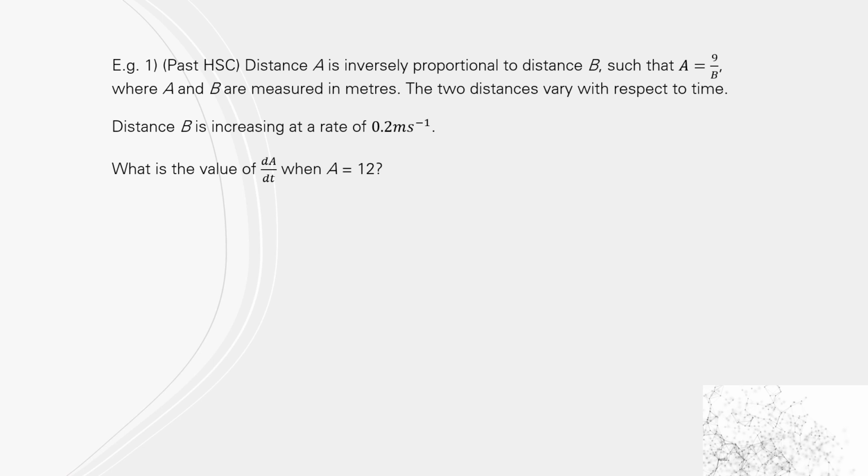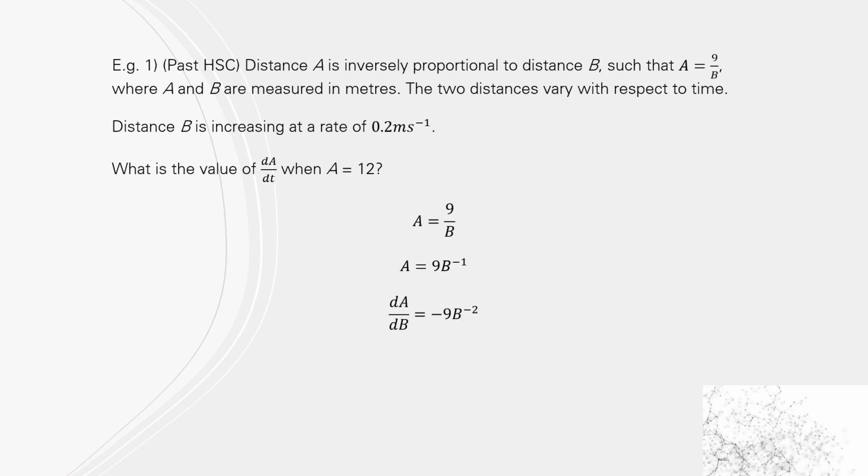So from a past HSC, distance A is inversely proportional to distance B, and we're given that A equals 9 over B, and the two distances vary with respect to time. We're told that distance B is increasing at a rate of 0.2 meters per second. Notice that that is distance over time, meters per second. So that is our dB/dt. And we want to find dA/dt, so distance over time for A, when A is 12.